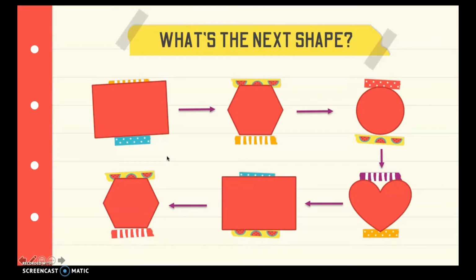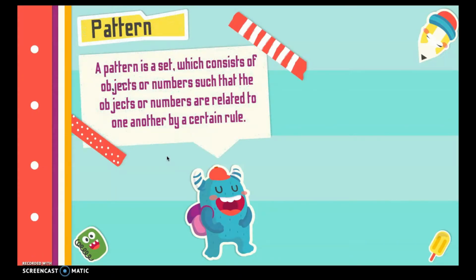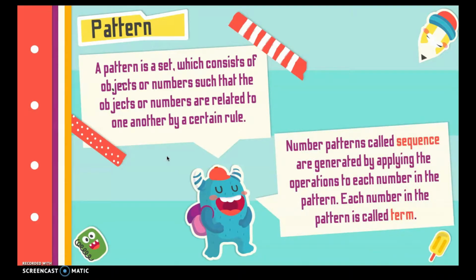Before you go to bed, you need to eat first, then wash up, brush your teeth, put on your clothes, and then pray. Now, in math, a pattern is a set which consists of objects or numbers such that the objects or numbers are related to one another by a certain rule. And the number patterns called sequence are generated by applying operations to each number in the pattern. And each number in the pattern is called a term.